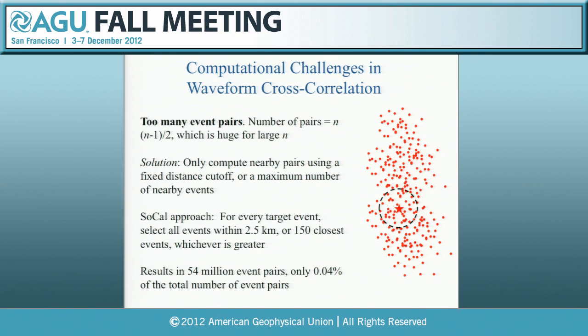So you can see one of the reasons I said that you want to start with as good a catalog as you can, because the location uncertainty in the starting catalog is on the order of 2.5 kilometers. So you want to try to improve that as much as you can to make sure that you will be able to capture those pairs. Anyway, by using this approach, we're able to reduce the size of this problem an enormous amount. So that even though we've cross-correlated 54 million pairs, that's only 0.04% of all of the possible pairs in the catalog.